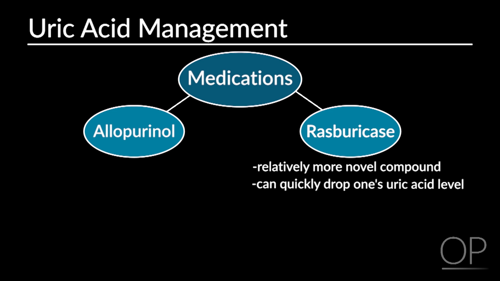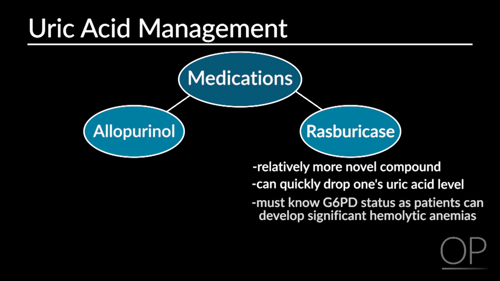One of the things to know is that this can cause hemolytic anemia in patients with G6PD deficiency. If they are G6PD deficient, then we would withhold rasburicase and focus on using allopurinol and hydration to manage the hyperuricemia.